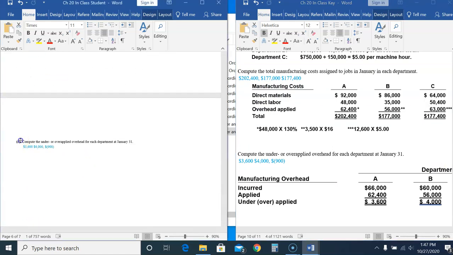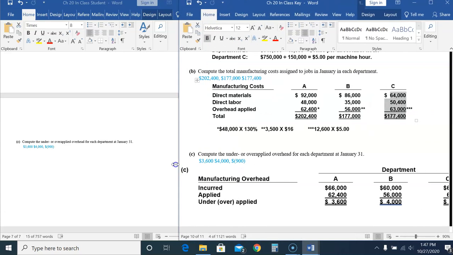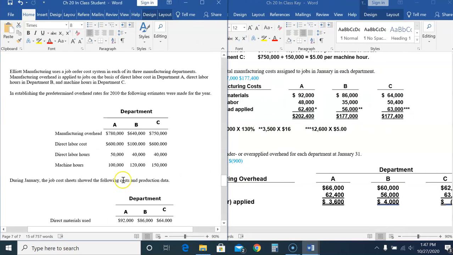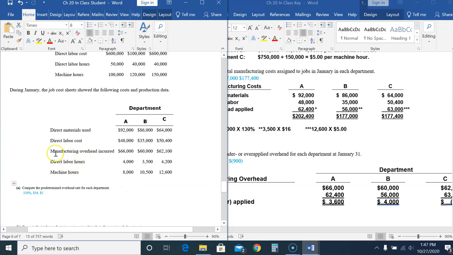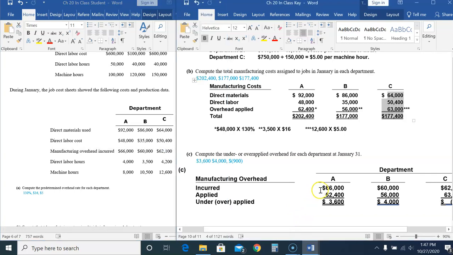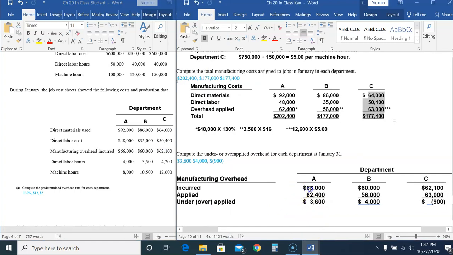The last thing they want us to do is compute the under or over applied overhead for each department. Remember, under or over applied overhead is going to be calculated by taking the difference of the actual overhead incurred for each department compared to the amount applied. Here is the amount that we applied for each department. Compare the actuals to the applied.